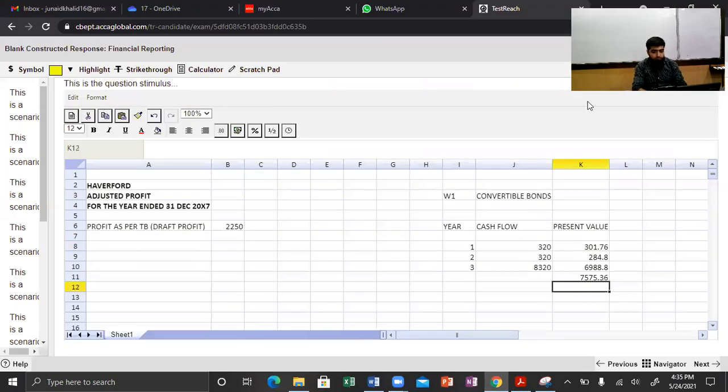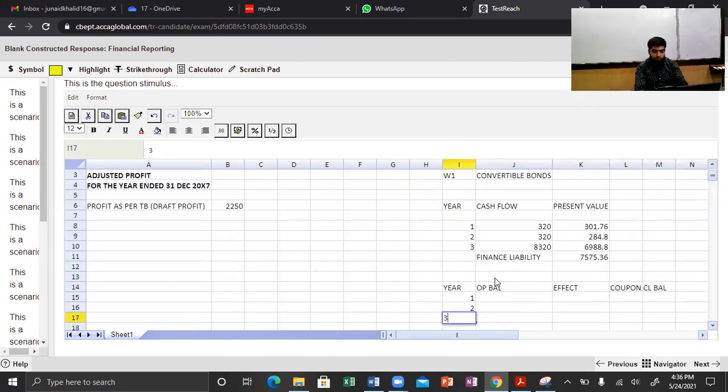That is basically the liability, or we can say the finance liability, or we also can say that that is the initial measurement. And let's work out the subsequent measurement. How are we going to work it out? That is the year, opening balance, effective rate, coupon, that is the interest paid, and the closing balance, for years 1, 2, and 3.